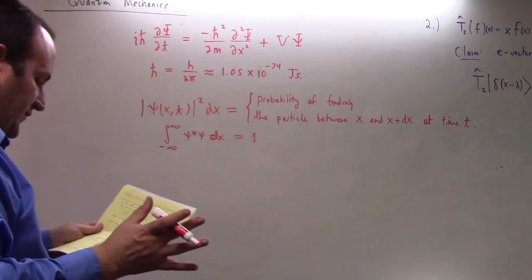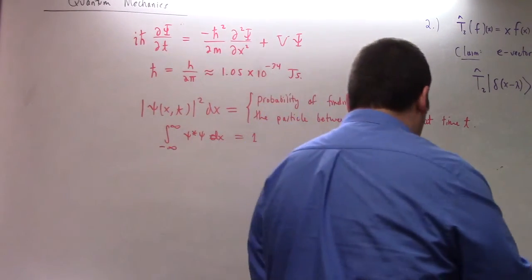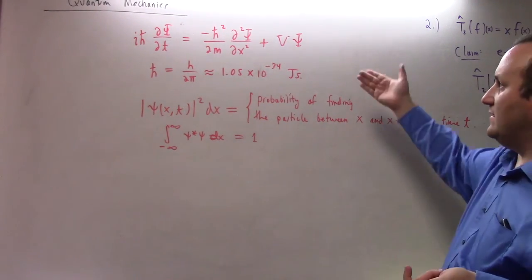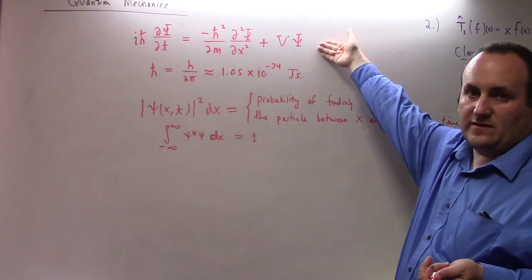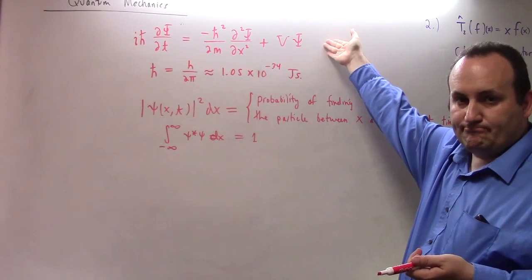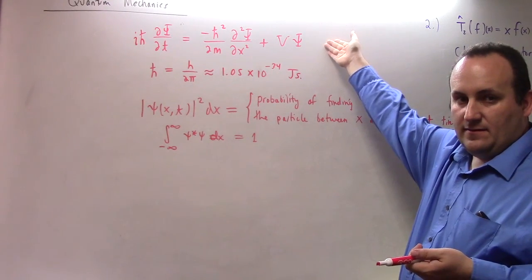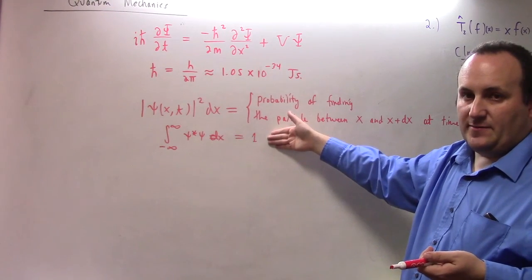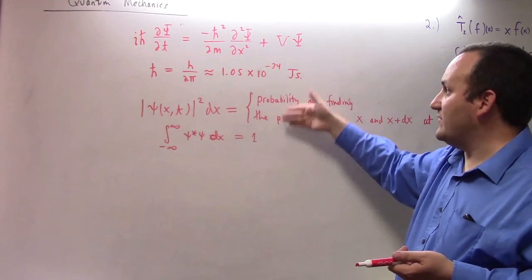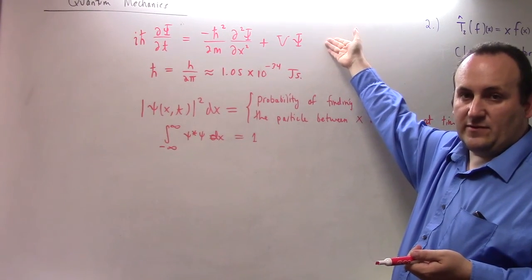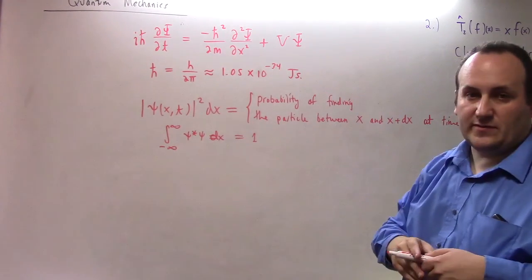So there's an immediate question. This is allegedly the equation that governs the evolution of the wave function through time. We're supposing that the probability of the particle being somewhere is 1. The question is, are these two things consistent? How can we check that Schrodinger's equation is consistent with this probability interpretation of the wave function?